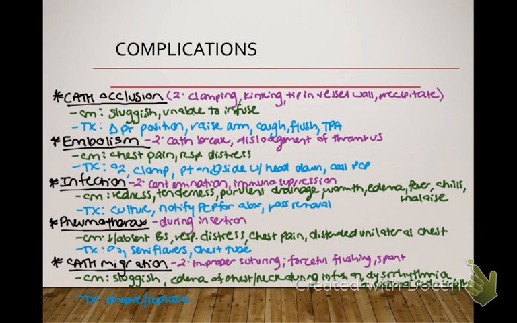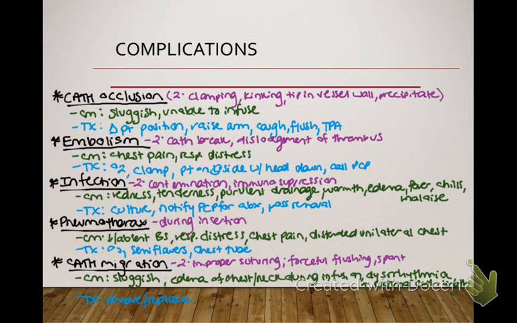These are all the things that can happen. Your cath can become occluded, right? You have an embolism. You get infection. You get a pneumothorax. You have the catheter migrate. This is all the things we talked about. Why it happens is in purple.